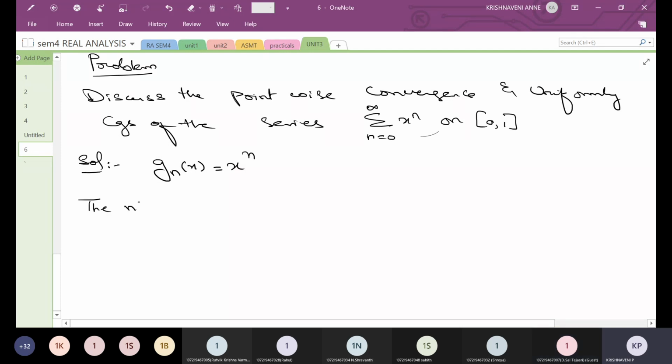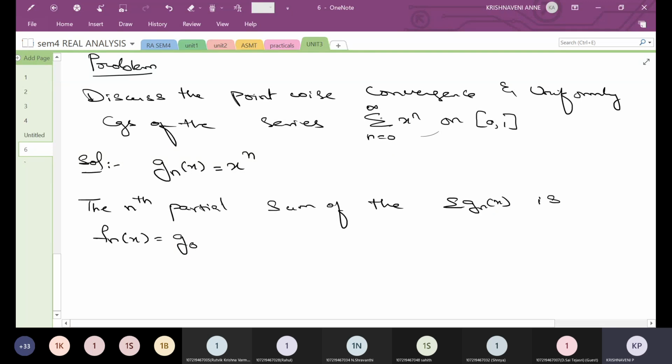So write down the nth partial sum of the series summation Gn of x. I will take it as fn of x. Fn of x means what is that? Here n equal to 0 to infinity. So that means g naught of x plus g1 of x plus g2 of x plus so on plus gn of x.